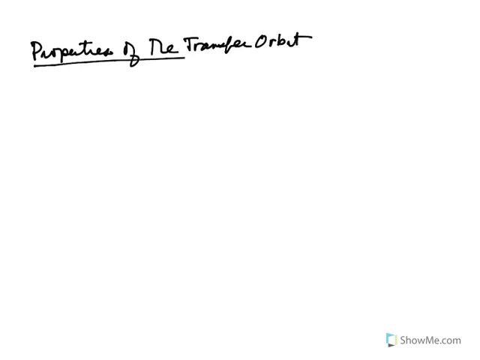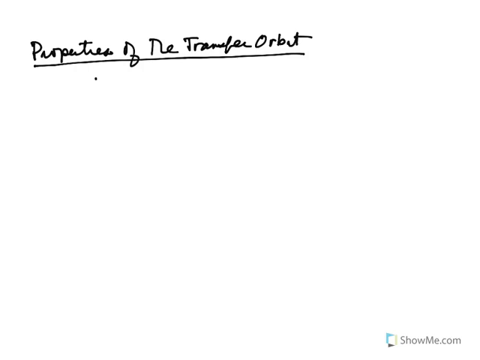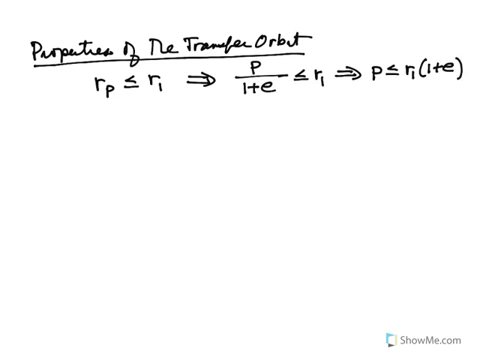So the first one is, if you look at this diagram, you'll see that the periapsis of the transfer orbit has to be less than or equal to the initial radius. If it's larger than the initial radius, it's not going to intersect the initial orbit, in which case it's not going to be a possible elliptic transfer orbit. So as a result, we get that P over 1 plus E, because that's equal to periapsis, has to be less than or equal to R1, which says that P has to be less than or equal to R1 times 1 plus E.